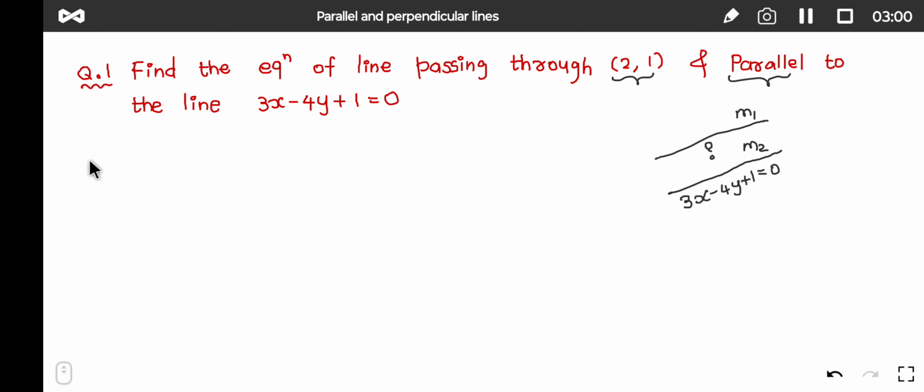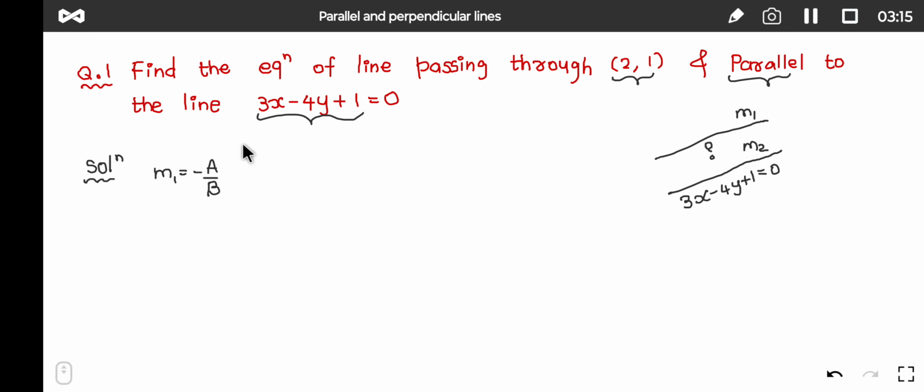We'll apply the steps. Whatever line is given, we first find its slope. The line is 3x minus 4y plus 1. So the slope, let's say m1, is equal to minus a upon b. Here a is the coefficient of x, which is 3, keeping the minus sign of the formula as it is, divided by b, the coefficient of y, which is minus 4. If we cancel out the minus signs, the slope we get is 3 by 4.